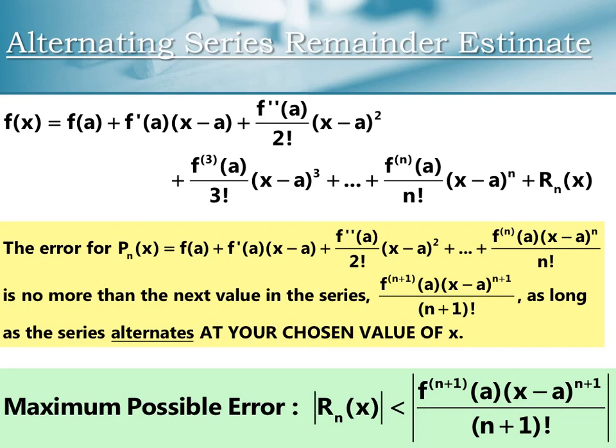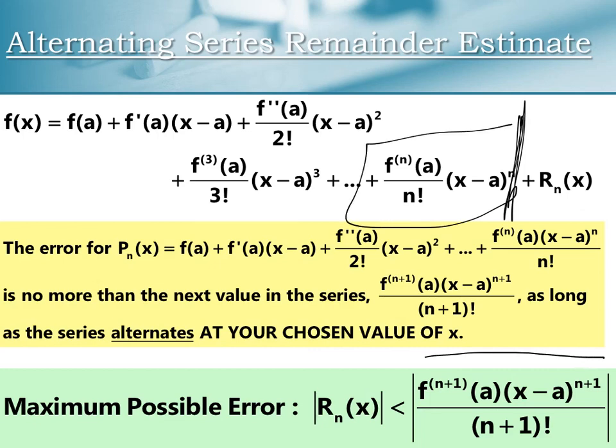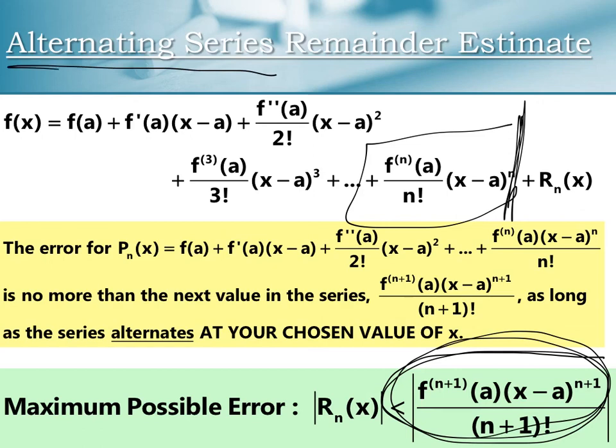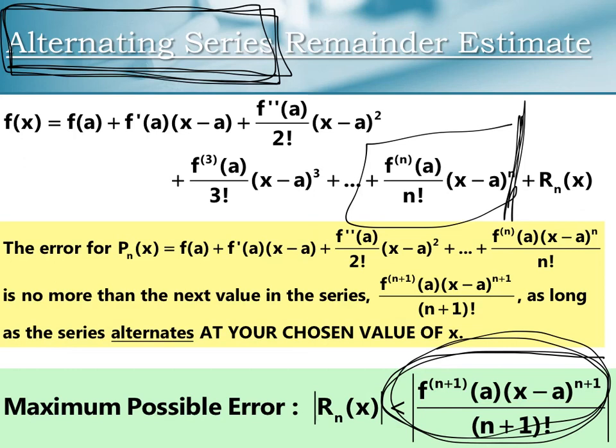But this is just a fancy way of saying that the truncation error is less than the size of the next term after the truncation. So if we truncate at degree n, then the error is no more than if we take the degree n plus 1 term and plug in the x value that we are estimating at. And this is awesome for alternating series. As long as you have a series that's alternating at your particular x value, we're in really good shape.